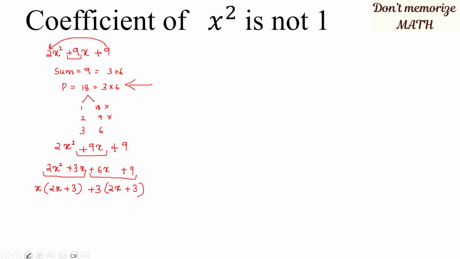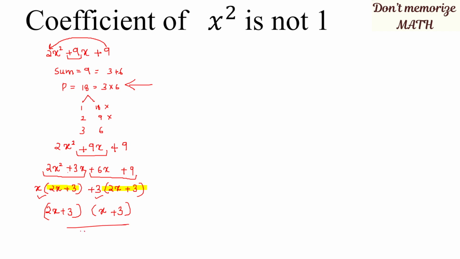So now you can see, I will just highlight it for you. 2x plus 3, 2x plus 3. So you can take 2x plus 3 out. So 2x plus 3 times, what is remaining? x. Here 3, so x plus 3.